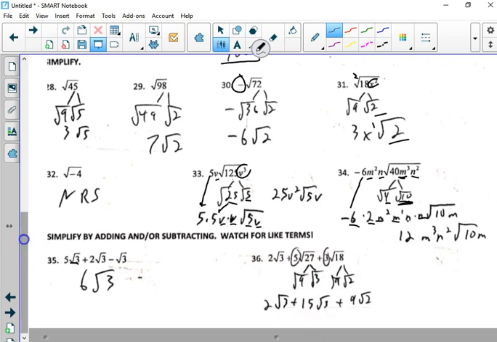These all have the same radicand, which is no different than 5x plus 2x minus 1x. 5 plus 2 is 7, minus 1 is 6, so it's 6 radical 3.